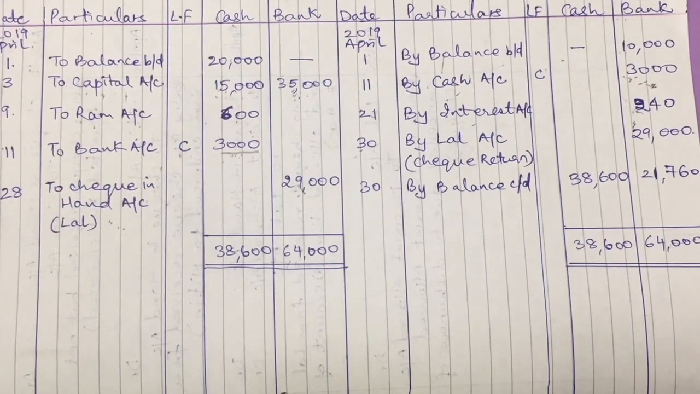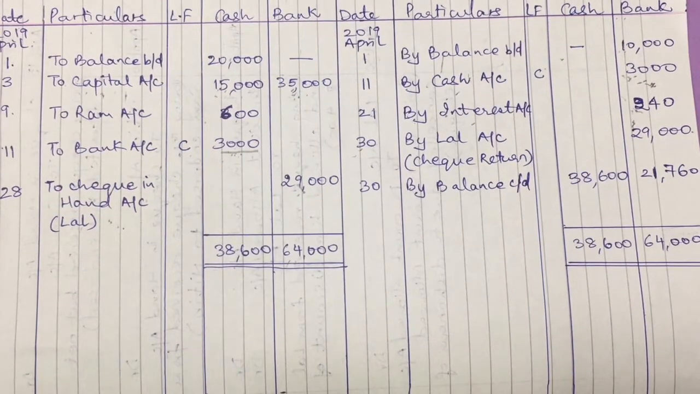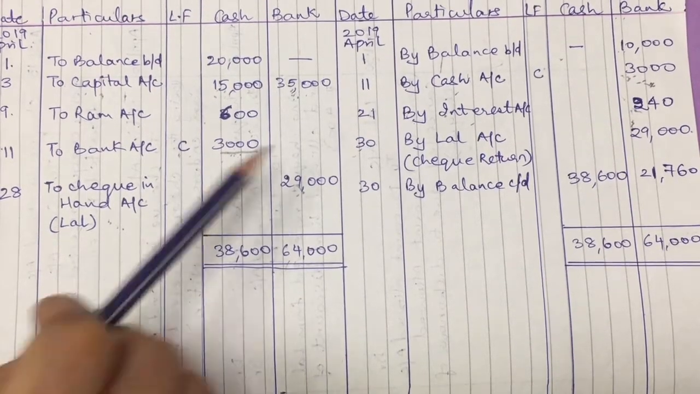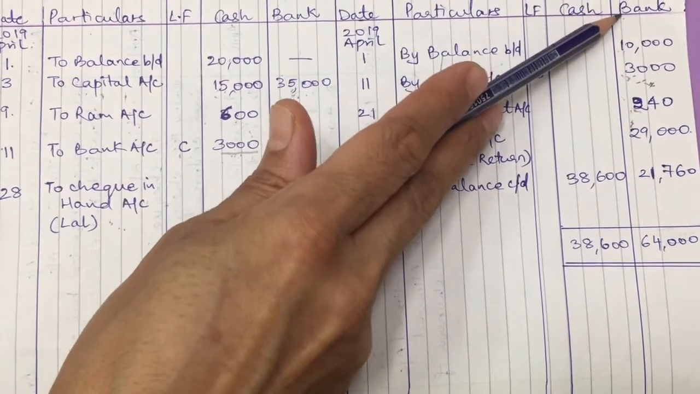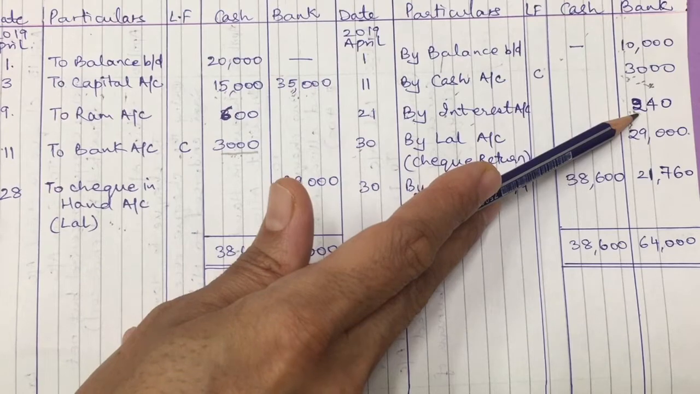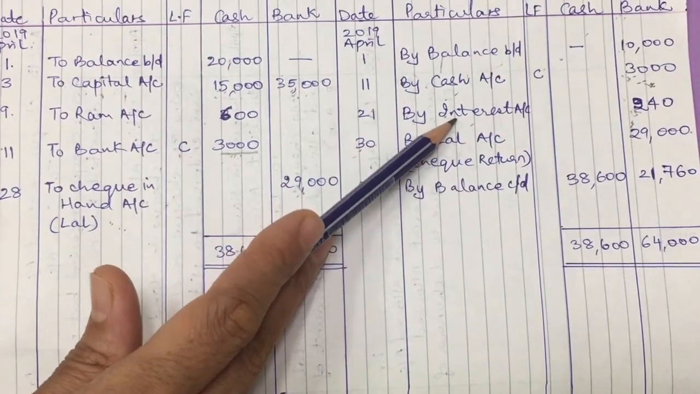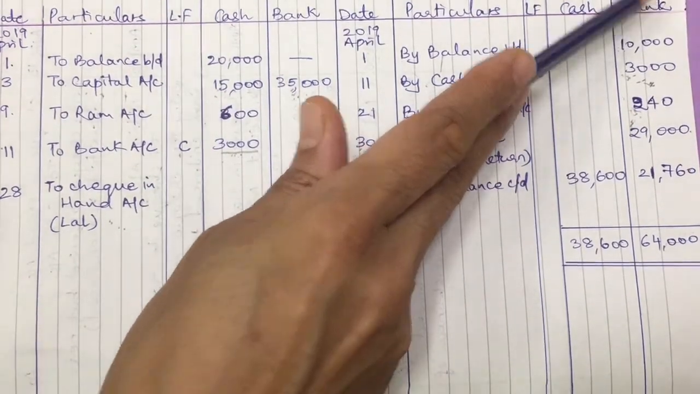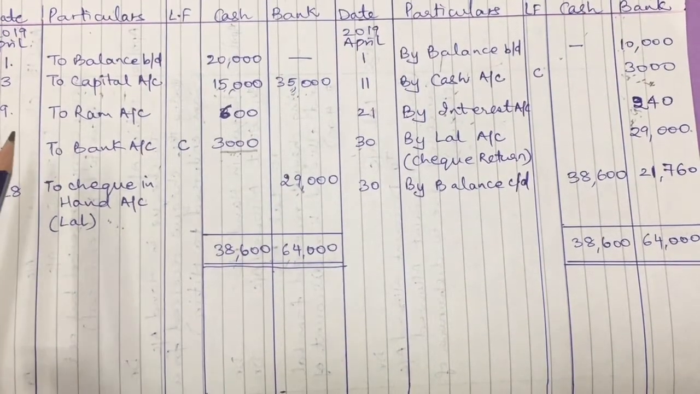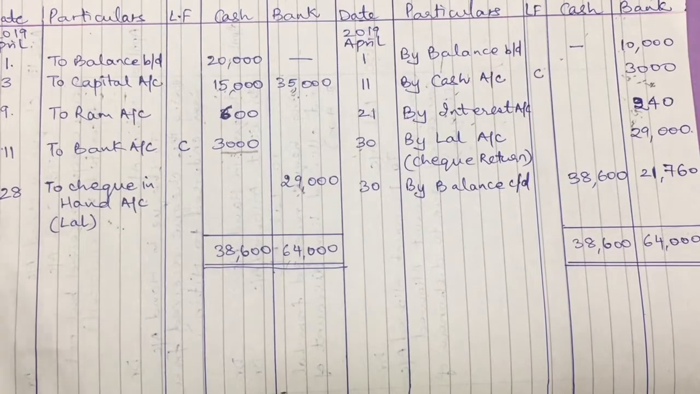Next comes interest debited by bank rupees 240. The bank has charged us with an interest of rupees 240. My bank account will be crying because it is now reduced. So under the credit side, under the bank column, 240 will come. Why this 240? From where? Because of the interest. Next is received a check from Lal on account rupees 29,000 and allowed him discount rupees 400.